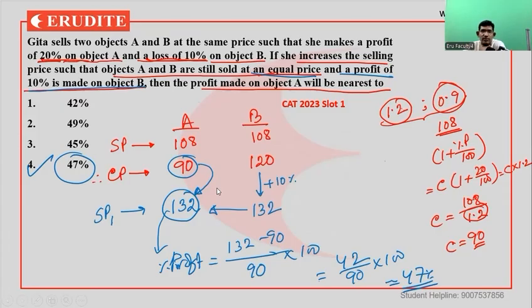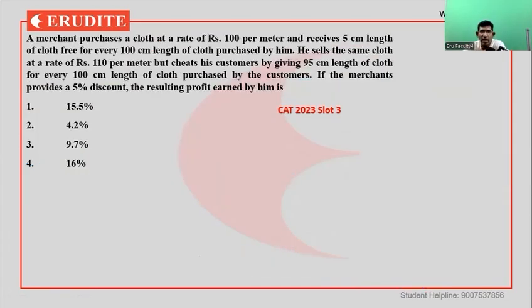Now, moving on. Again, the same kind of question, this appeared in CAT 23, slot 3. This question is slightly confusing, or slightly tedious, because it's a very common topic of dishonest businessman. So let's try out what it says. A merchant purchases a cloth at a rate of rupees 100 per 100 meter, meaning 100 centimeter, and receives 5 centimeter length of cloth free for every 100 centimeter purchased by him. That means he is cheating by 5%.